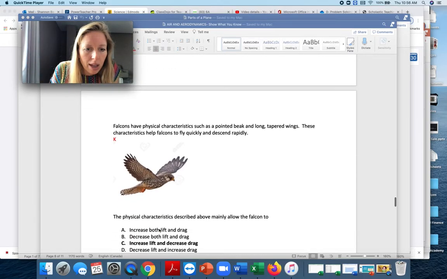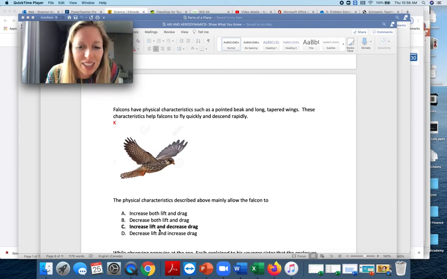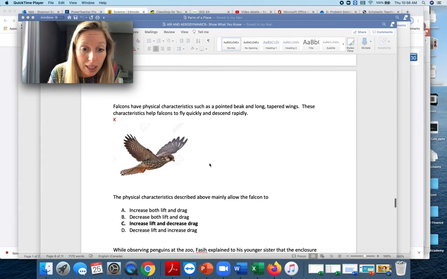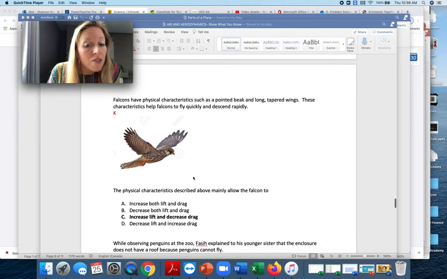Okay, next one. Falcons have physical characteristics such as a pointed beak and long tapered wings. These characteristics help falcons to fly quickly and descend rapidly. The physical characteristics described above mainly allow the falcon to... Yes, increased lift and decreased drag, right? Because they're streamlined in shape and they have long wings. So they would create a lot of lift and then they would be sleek.